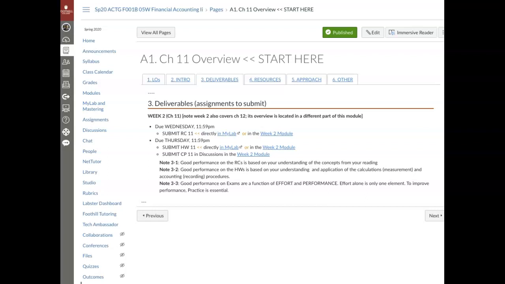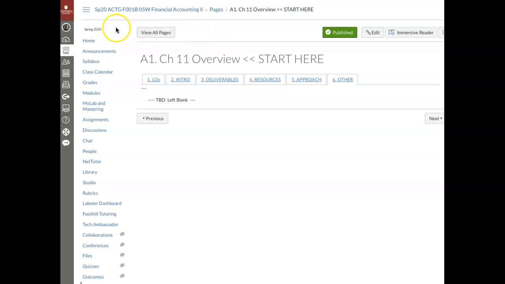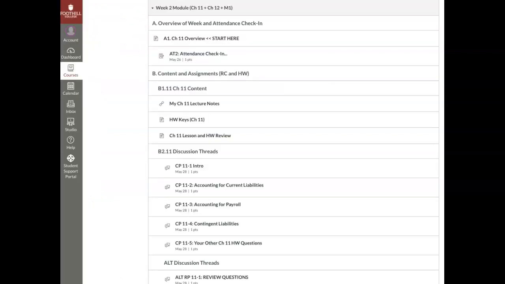And again, tab 6 is a blank space that I may or may not use. Disregard it for now, unless I announce otherwise.